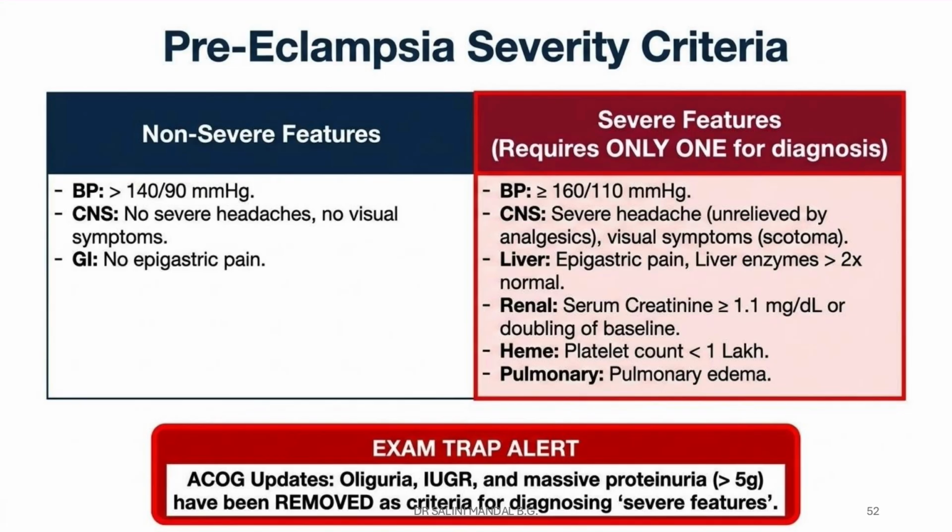platelet count less than 1 lakh, and pulmonary edema. Okay, these are the features which are there in severe preeclampsia. If at least one of them is present, it is enough. Probably oliguria, IUGR and massive proteinuria, if present, can also be included under preeclampsia, but that is there only in a few textbooks. Right now in Williams, they have been removed.